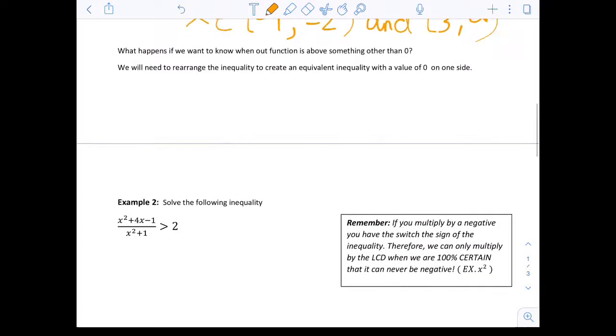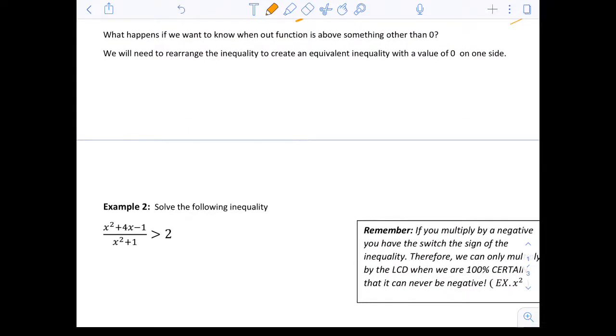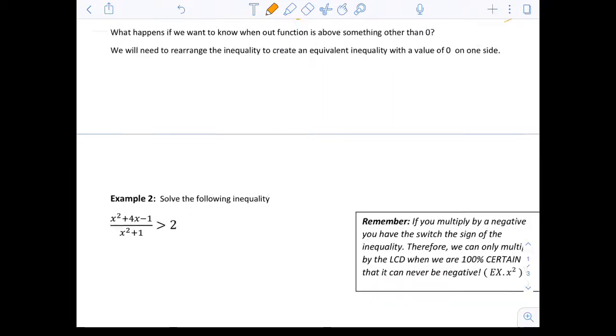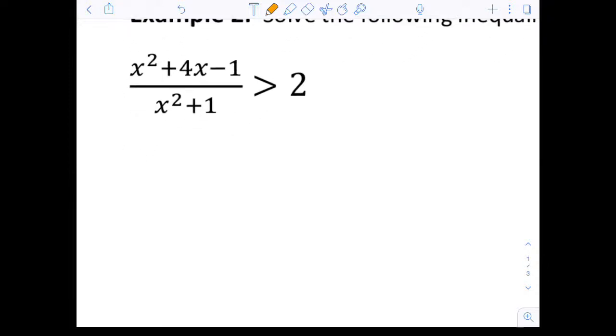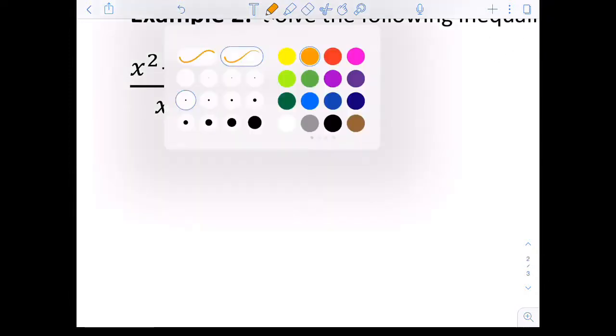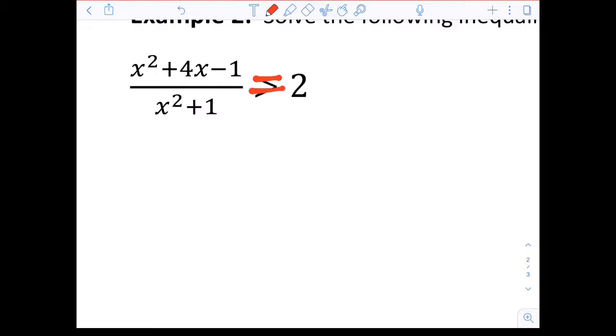So this is where we get into some trouble. It's what happens if our function is something other than 0. The first two examples we looked at were greater than 0. What happens if we have another number? We're going to have to rearrange the inequality and solve it like we did the rational equations. However, we do have one problem. When we dealt with equations, we said, let's take this entire bottom and multiply both sides by that denominator so that we can get rid of that fraction.